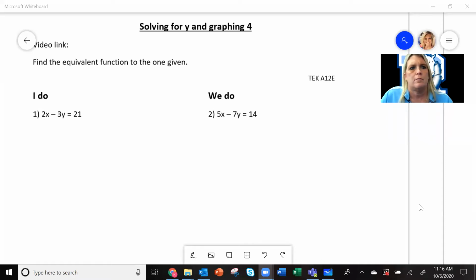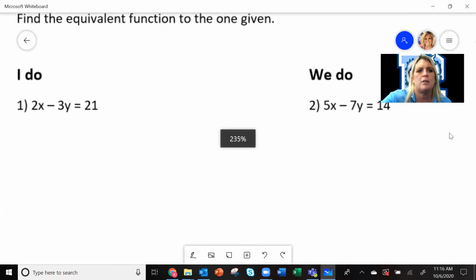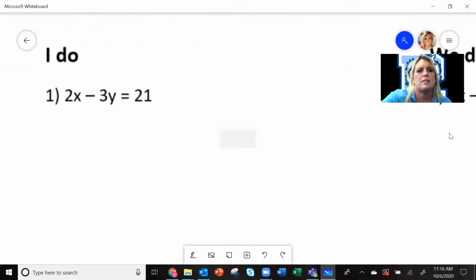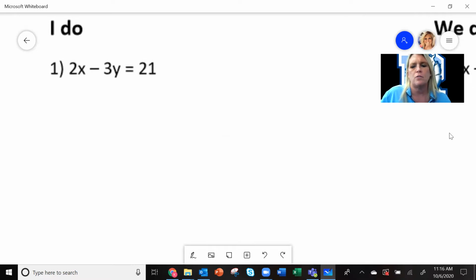Hi there. We are going to be solving for y and graphing using Desmos to be able to identify graphs from equations. So let's go in here now. Let's pull up our first thing. Here we're going to be solving for y. So let me move my screen up here to get y by itself. I'm moving this from standard form into slope intercept.